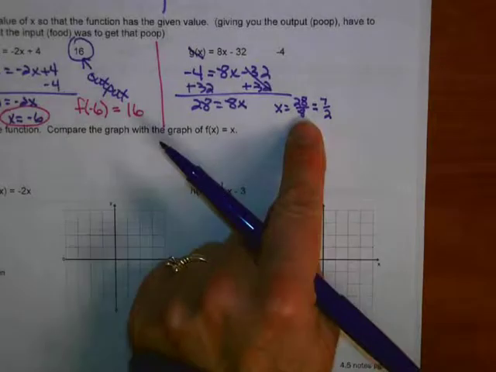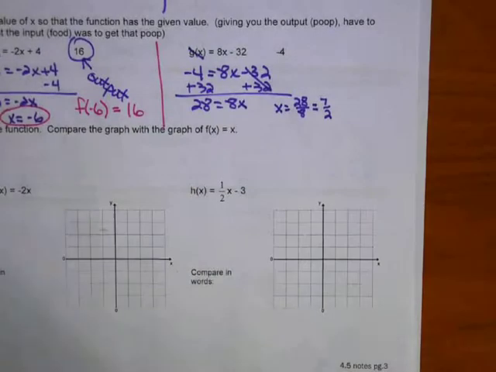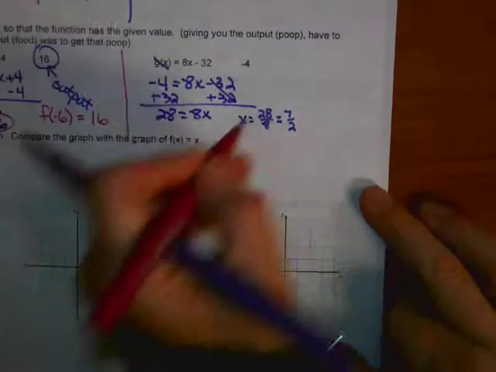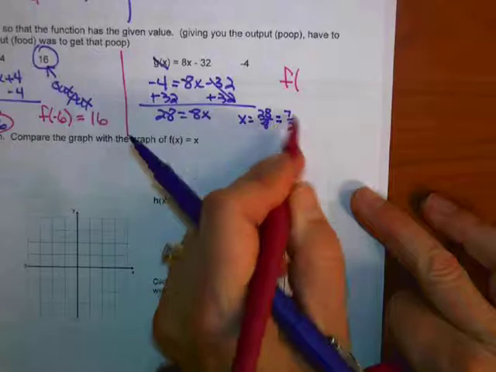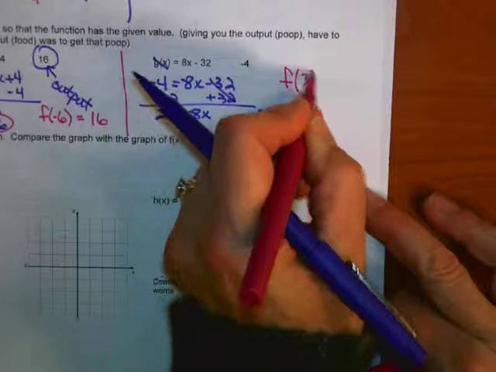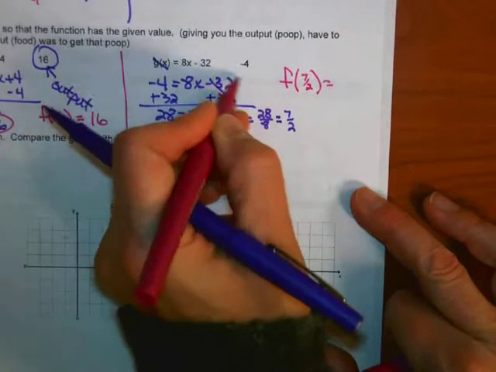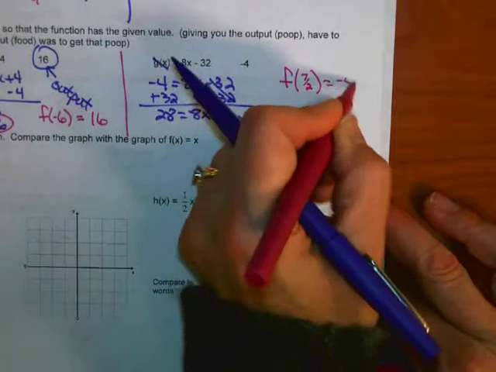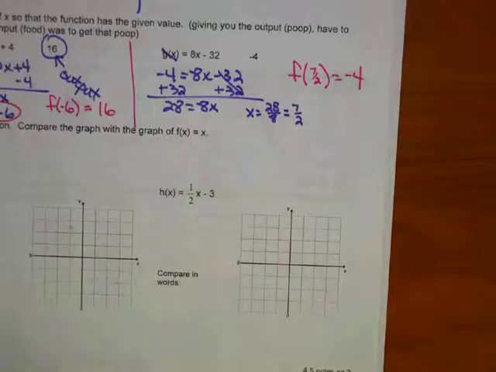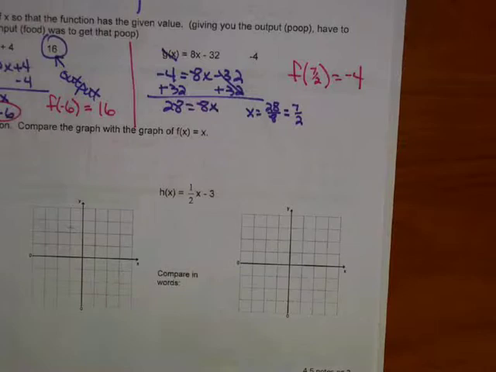Now, this is giving me the x, the input. Let's write it in function notation. What was my input? This number right here, 7/2. When that goes into the function, what comes out? -4. That's the nice thing about function notation.